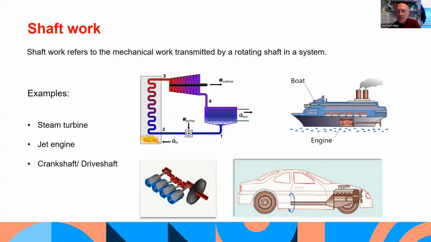Steam engines on boats, for example: steam would turn the turbine once again, and the turbine blades are connected to a shaft, and at the end of that shaft is an impeller, and as that impeller rotates, it drives the boat through the water. We'll also see shaft work in a car, for example, in the form of the crankshaft and the drive shaft as well.